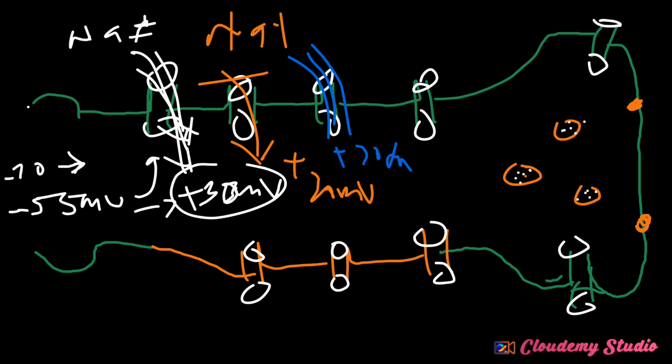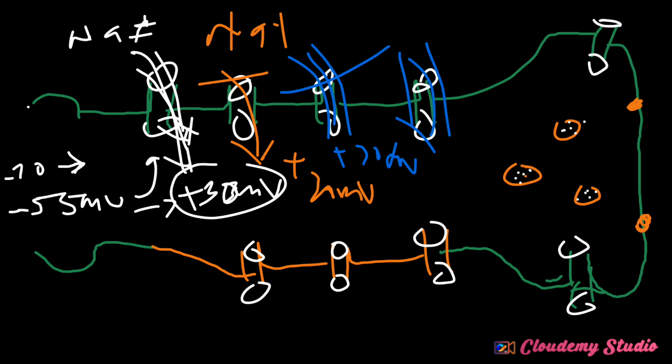Plus 30 millivolts. Then this one too will close. Then this one too. So it goes like that periodically till it reaches the what? Till it reaches the axon terminal. Till it reaches the axon terminal. Now, once it reaches the axon terminal, it is now another case.